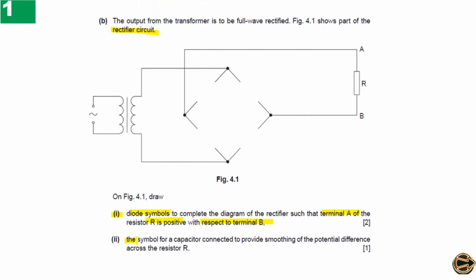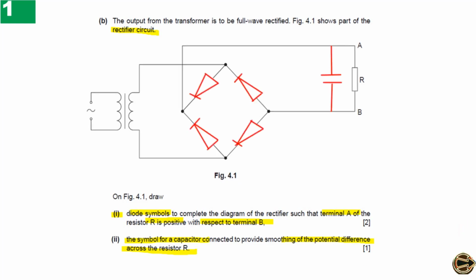For part B2, simply we need to use the symbol for a capacitor across the resistor to reduce the ripples in the potential difference. Simply, we need to complete the circuit using symbols for diodes and the symbol for a capacitor. So let me show you the answer first of all, and then I will explain this. As you can see here, I have already drawn this circuit for you. You can see the capacitor is connected here. This is a typical question. Always you have to connect the capacitor across the resistor to reduce ripples. So we can say the purpose of this one is to reduce ripples.